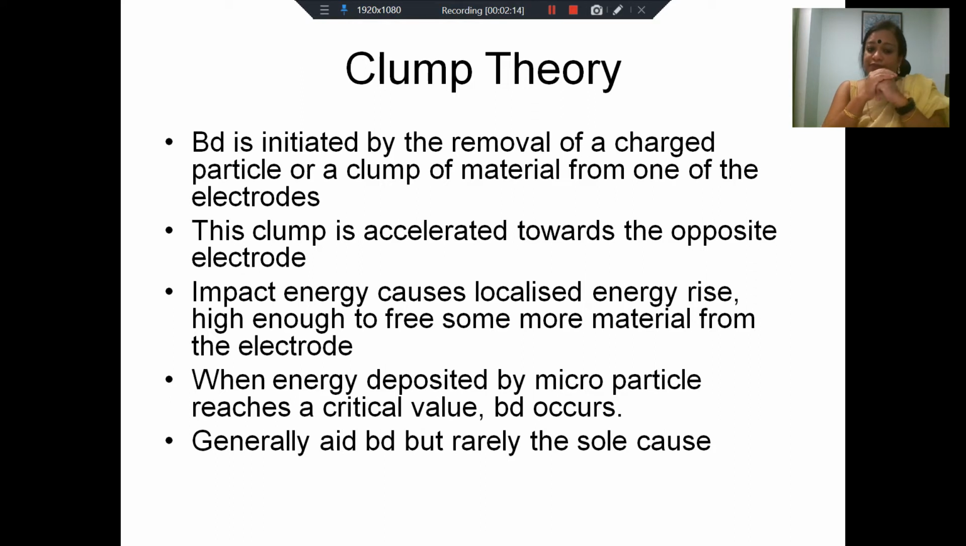Now, this kind of clump theory can explain how the breakdown progressed, but it is hardly likely that the clump theory can explain the entire breakdown process. Just because some material is being removed from an electrode and being accelerated towards the other electrode, and therefore breakdown happens, it is unlikely. Maybe there are other processes going on, and in the middle of that, this can aid the breakdown process and cause the breakdown to happen. It is rarely the sole cause.